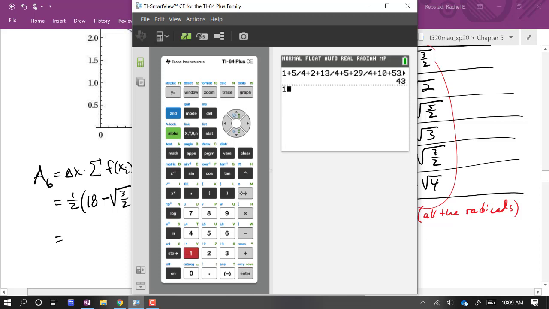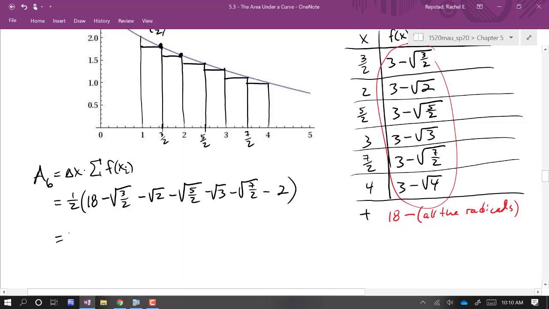And I'm going to do it all in one go. So 1/2 times 18 minus, I'm just going to plug all of this in. And I get 4.089 approximately. And there's the approximate area using 6 rectangles.